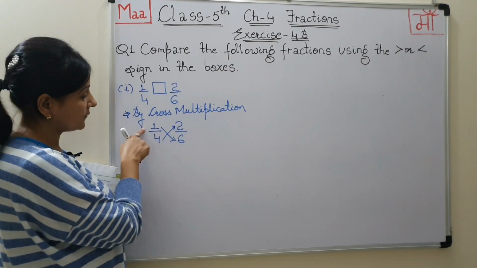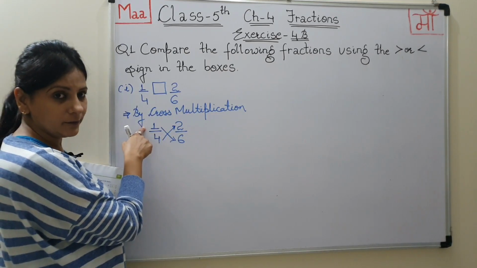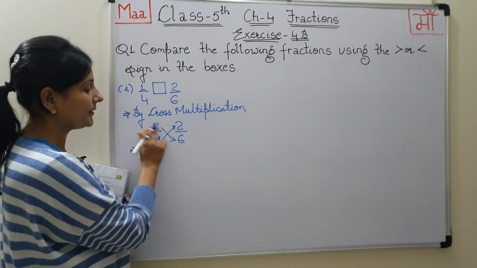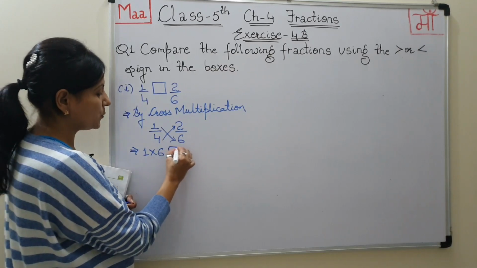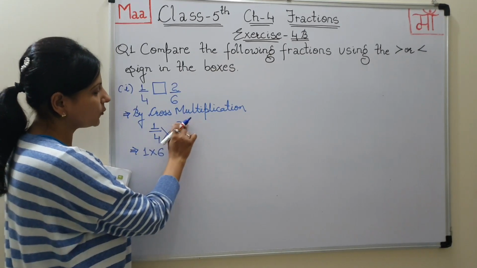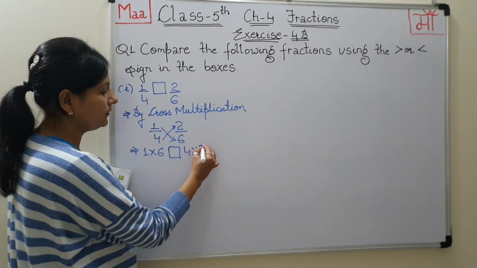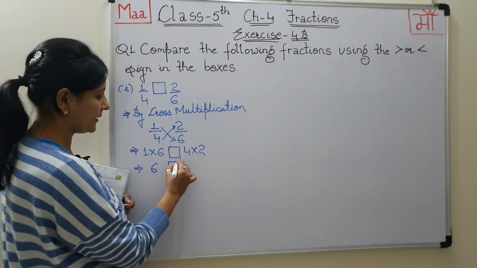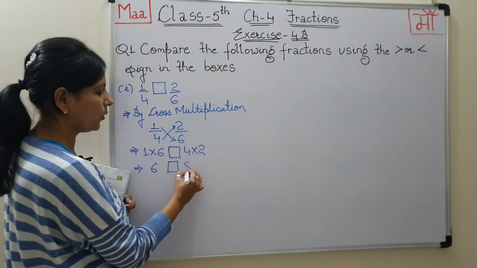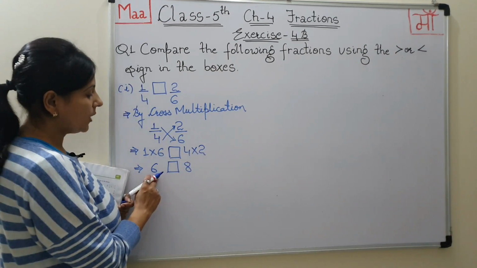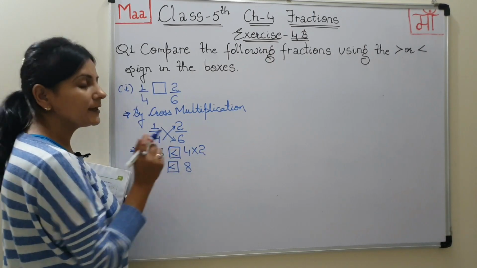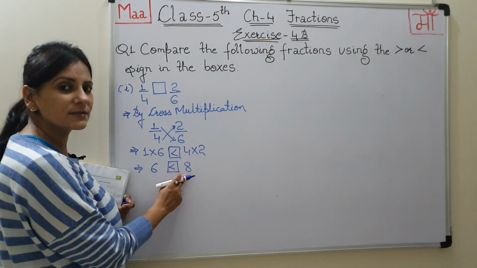Then make the sign of cross multiplication. And as I told you, first of all, this side will be written firstly. So here we will write 1 and it will be multiplied by number 6. In between we will make one box and this 4 will be multiplied by number 2. Then multiply it. 6 into 1 will give you 6 and other side 4 into 2 will give you what? It will give you 8. Now from 6 and 8, the greater number is obviously 8. So we will put the sign towards 8.